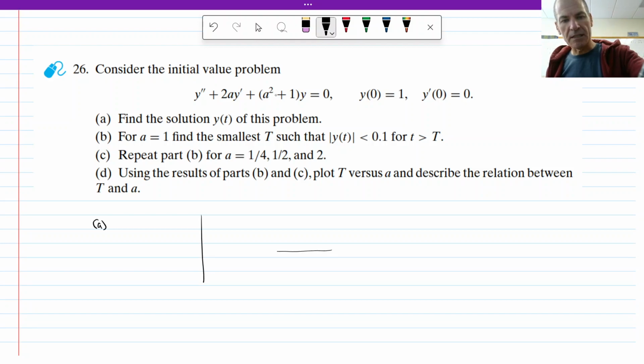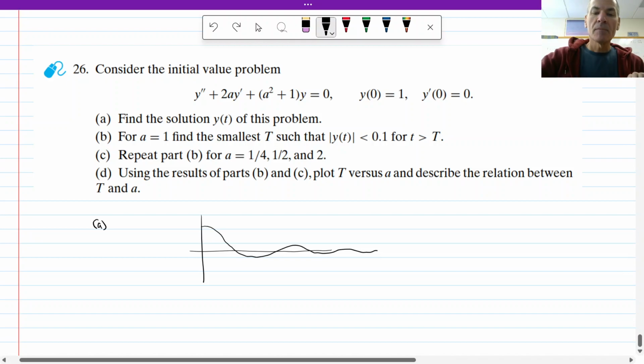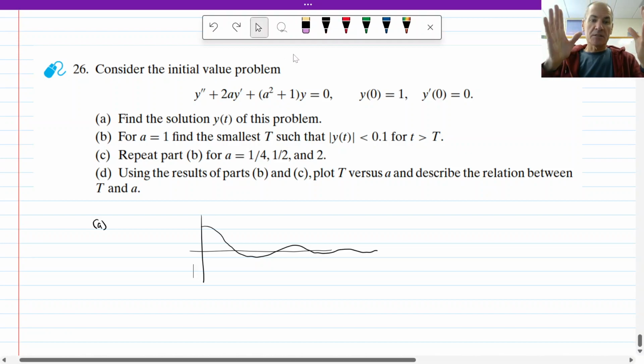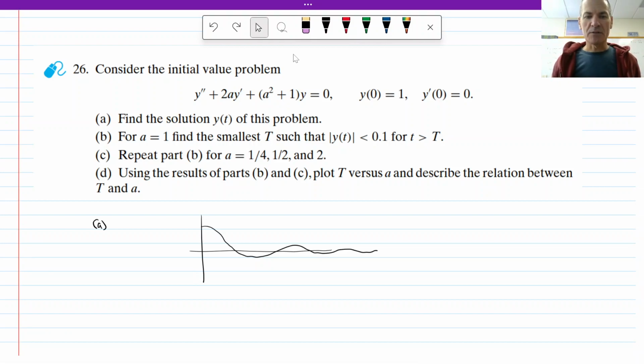And so roughly speaking, it looks like this, right? Oops, I don't know why that disappeared. There we go. So then in the second part, it says if you set a equal to 1, you're going to get a specific exponential, a specific set of trig functions, but you're still going to have this decaying oscillation. And the question is find the smallest T so that the absolute value of the solution is less than 1/10 for t bigger than T.